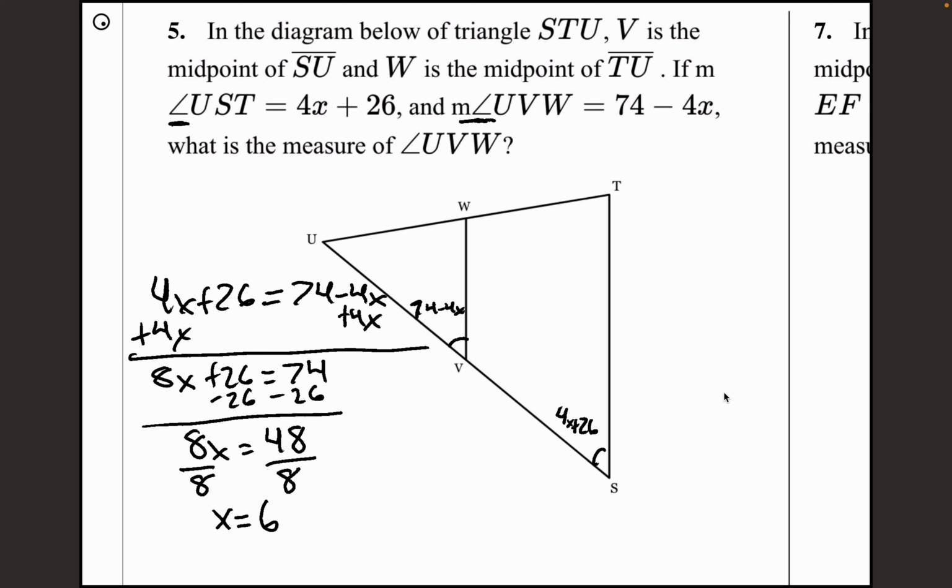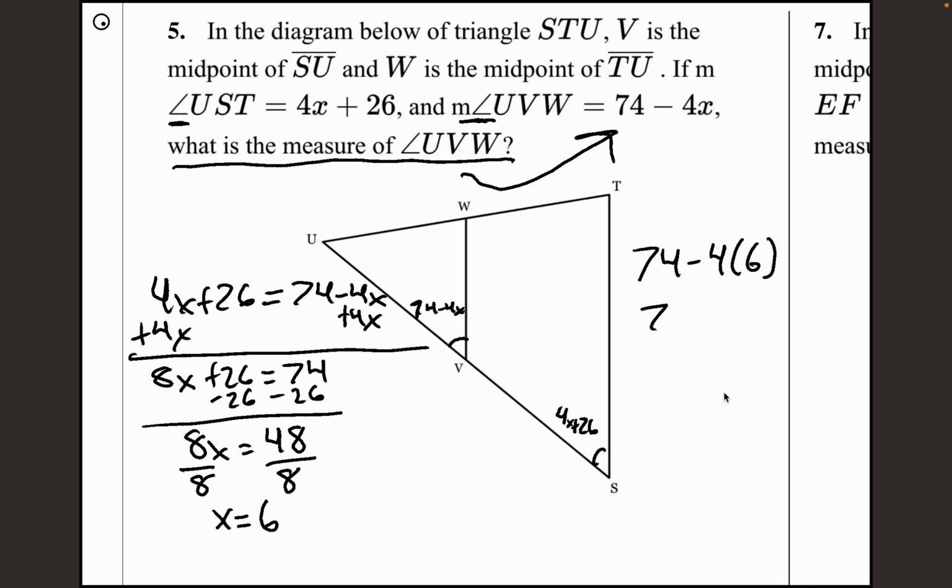Okay? So x equals 6. Did I solve what it asks for? No. What does it ask me to find? Yeah, I got to plug it into our measure of UVW. So 74 minus 4 times 6. Okay. So what's 4 times 6? And what's 74 minus 24? So our angle is 50 degrees.